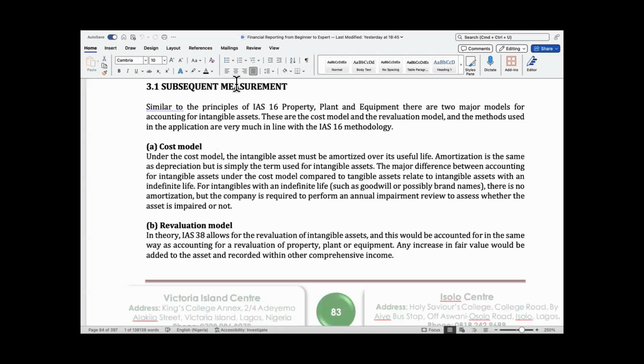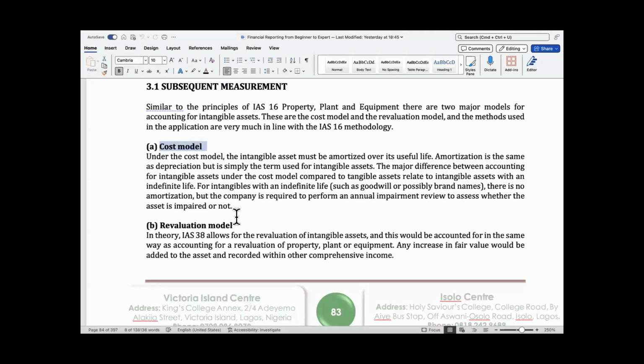Now, subsequent measurements. The good news is that if you remember all the details, because I took a lot of time teaching you this under IAS 16. So I say similar to the principles in IAS 16. It's the same thing I taught you in IAS 16, so I'm not going to repeat anything here at all. So we use cost model and revaluation model, the same, all those things that I taught you.